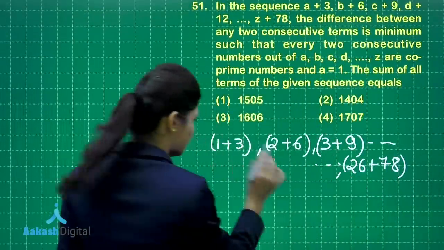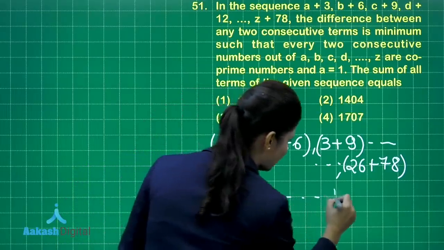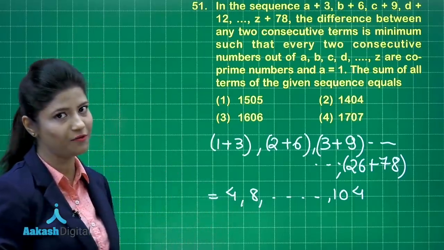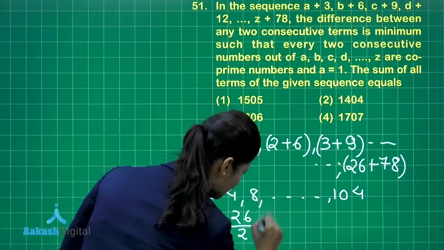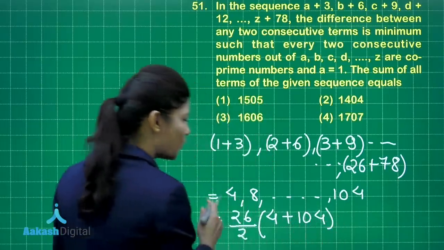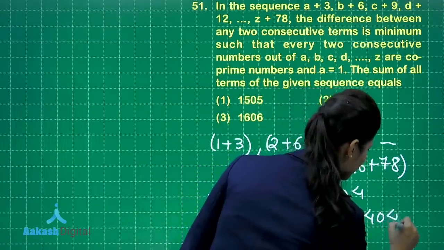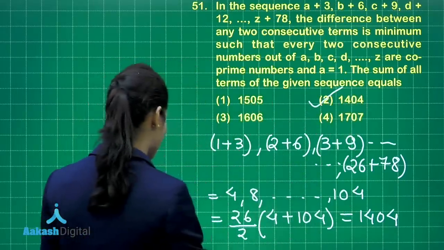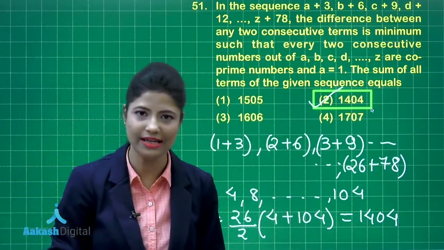In this case, when you simplify this, you get 4, 8, so on till 104. These are 26 terms which are clearly in AP having the first term 4 and common difference of 4. So let's take the sum of this AP: 26 upon 2 into (first term plus last term), which is 4 plus 104. When you solve this and simplify this, you will find your answer is 1404. So the correct answer for the sum of all the terms of the given sequence is option number 2, that is 1404. I hope it is clear to you. Let's proceed ahead to our next question.